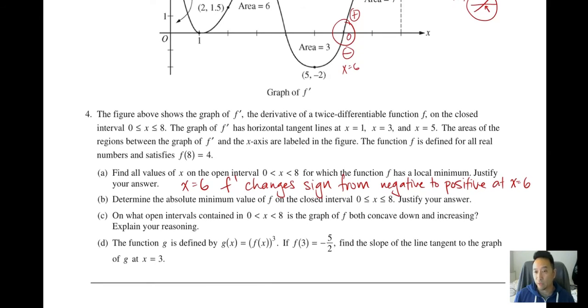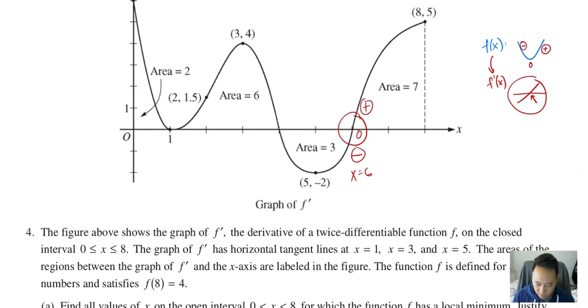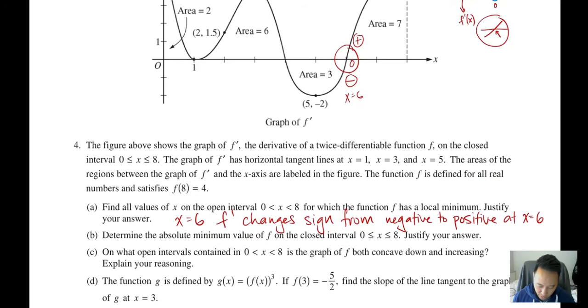Likewise, if they're talking about a maximum, then your f prime changes sign from positive to negative. I know they're not asking you for that, but if you want to take a look at the graph real quick, right there, that's your maximum. It went from positive to 0 to negative, but they didn't ask for that. Okay, so we just answered part A.